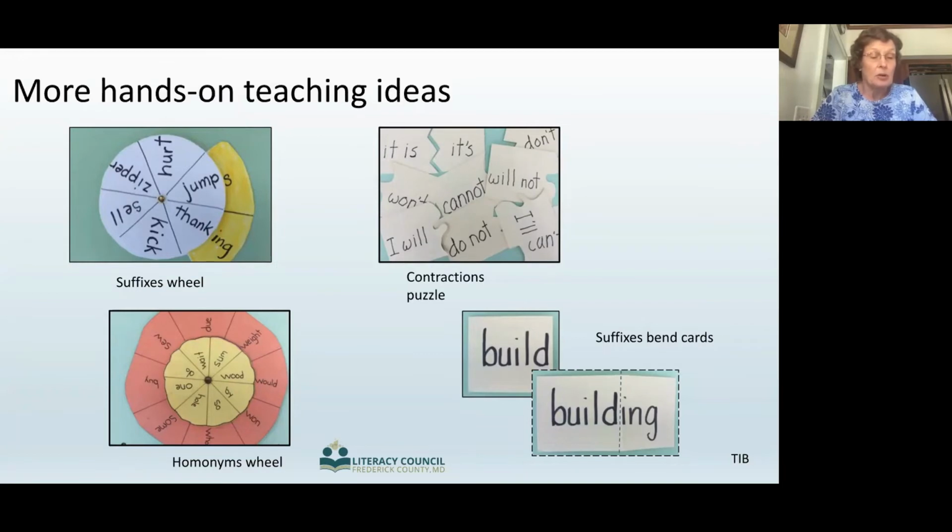It could also be used for compound words or homonyms like here and here, H-E-R-E and H-E-A-R. That's what you can see in the bottom left there. Bend cards can also be used for prefixes, suffixes, and syllables that you can see in the bottom right, where we're using build and building.